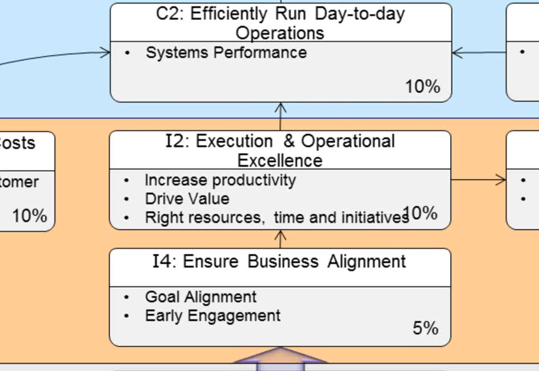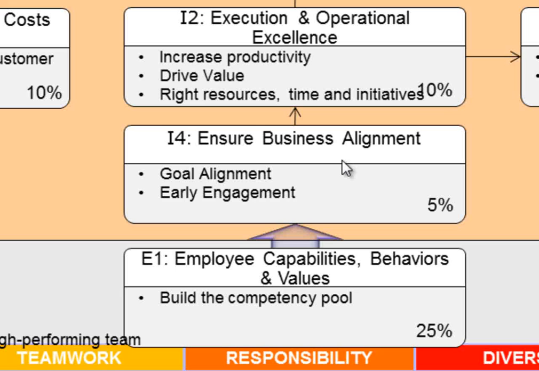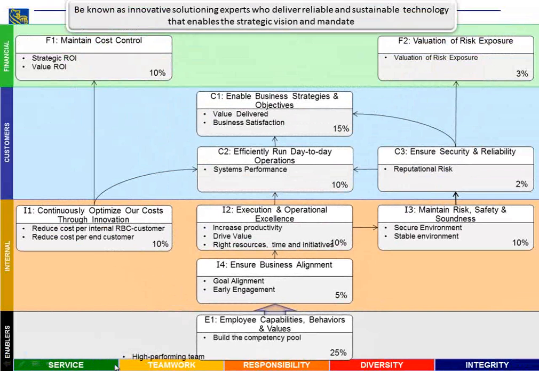On risk safety and soundness, we will be going to Orlando to understand what are the metrics they're recommending we use on the risk side. And then under business alignment, what are the internal activities we need to do? We'll be looking at goal alignment and early engagement. And then finally, under employees' capabilities and behaviors and values, we'll be determining measures for each of our core values: service, teamwork, responsibility, diversity, and integrity. And above and beyond that, look at things to build the competency pool.